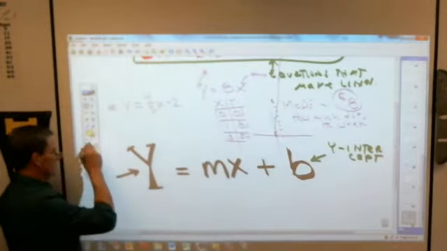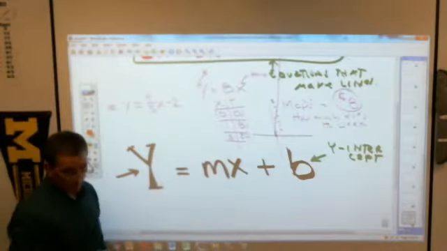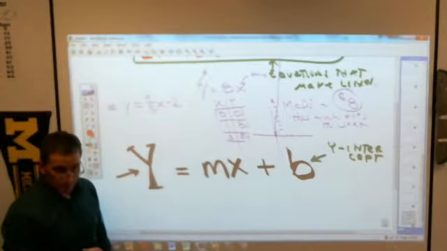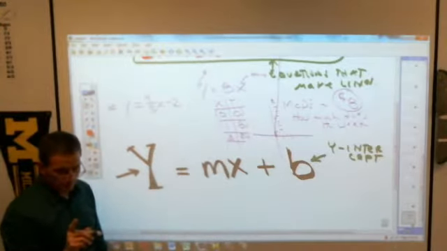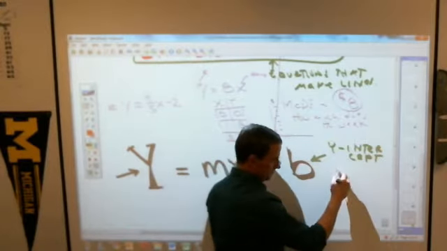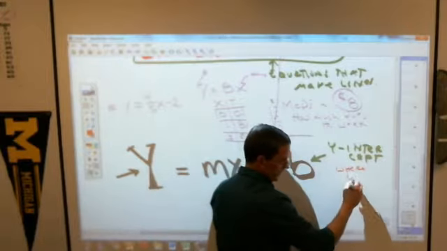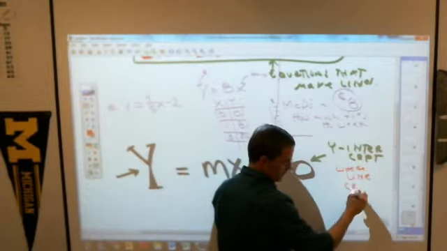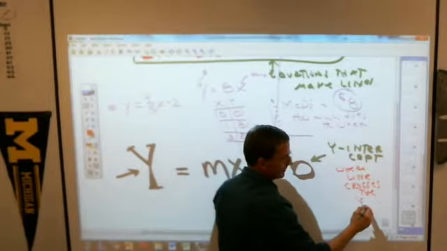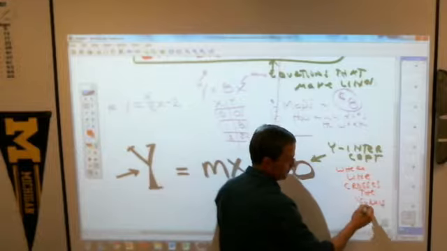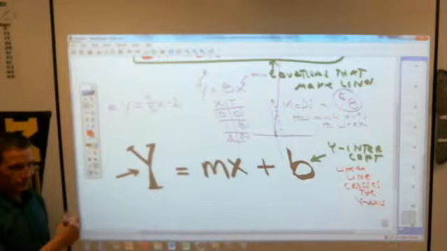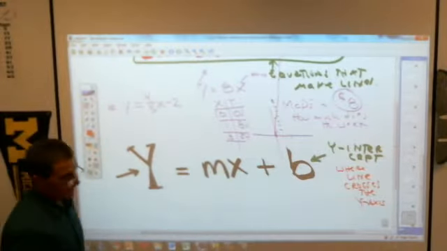What do you suppose the y-intercept really means in 7th grade words, Sophia? What does the word intercept mean? Crossing. This is where the line crosses the y-axis. Whatever is in the place of the letter b is where the line crosses the y-axis.